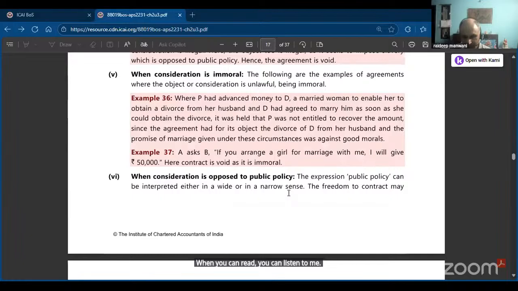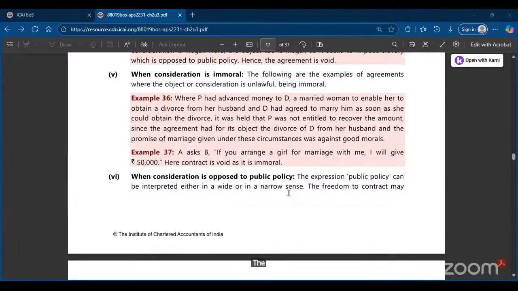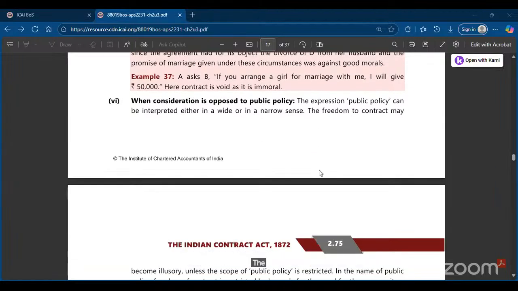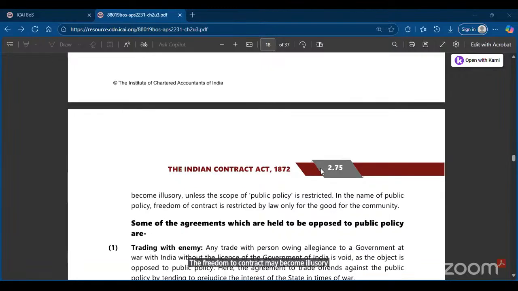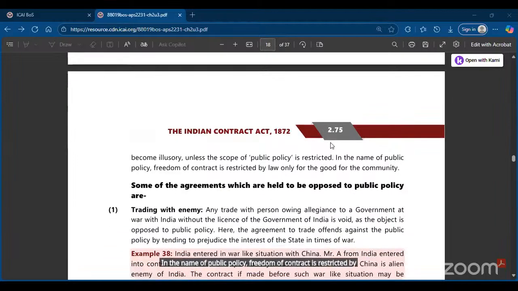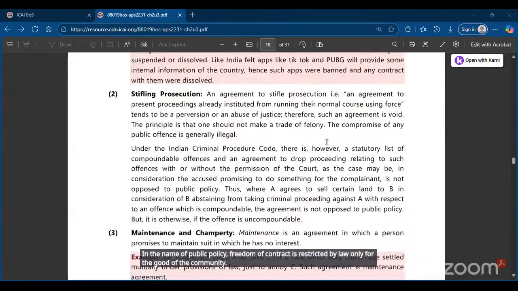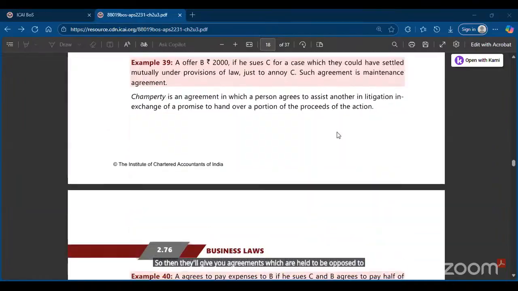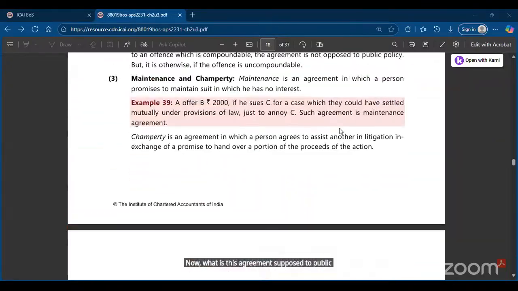Go ahead. The last, when consideration is opposed to public policy. The expression public policy can be interpreted either in a wide or in a narrow sense. The freedom to contract may become illusory unless the scope of public policy is restricted. In the name of public policy, freedom of contract is restricted by law only for the good of the community. So there are given agreements which are held to be opposed to public policy. Now, what are agreements opposed to public policy?